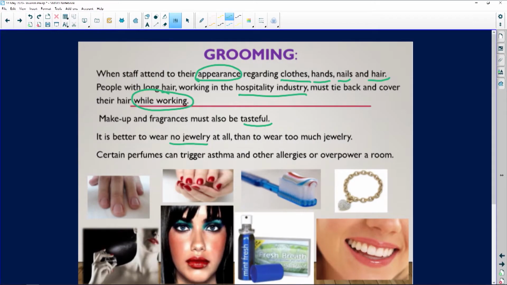Sometimes I've experienced that you talk to a lady and she's got bangles from here up to there, bangles on the neck, earrings that hang and everything as she speaks and explains, it clutters, and it's a distraction. At the end of the day, you have to ask your question twice because you were so focused on all the jewelry. So jewelry and accessories should not be a problem when it comes to grooming in the tourism industry. Also, be careful. Some perfumes can trigger asthma or other allergies when it comes to clients. So it should never, ever overpower a room.